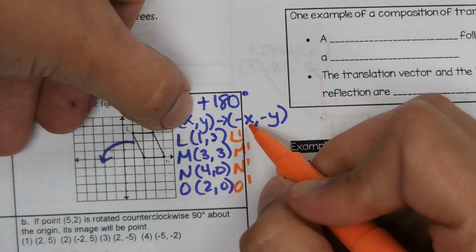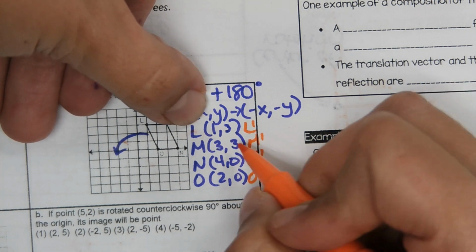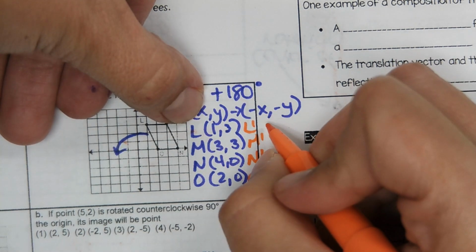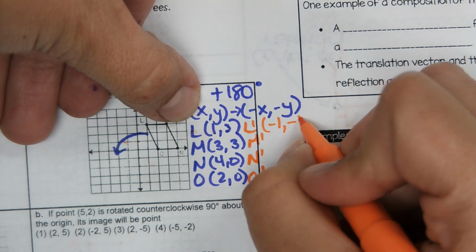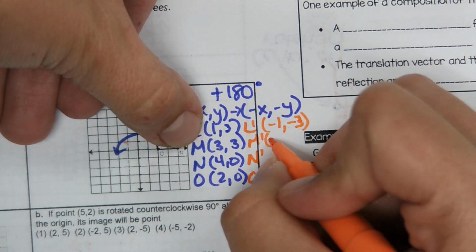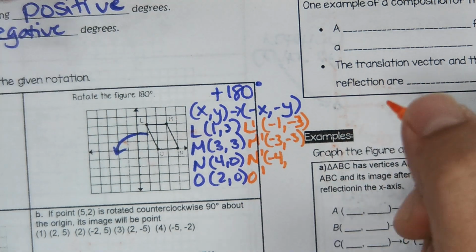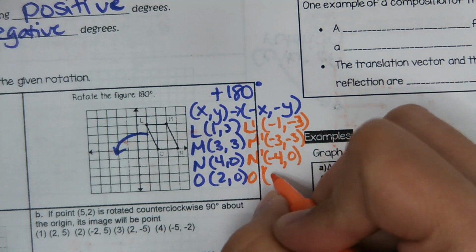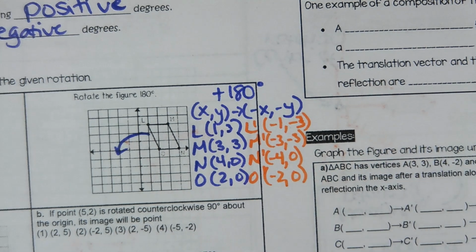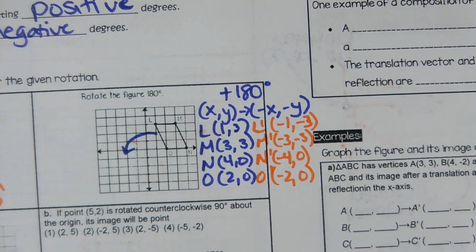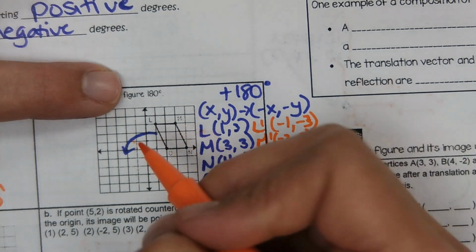And so using the rule, it just says opposite sign for x and y. So I can just rewrite it with negative symbols. So (-1, -3), (-3, -3), (-4, 0). 0 can't be negative, so it just stays 0. (-2, 0). And now that I have the new points, I can graph it.